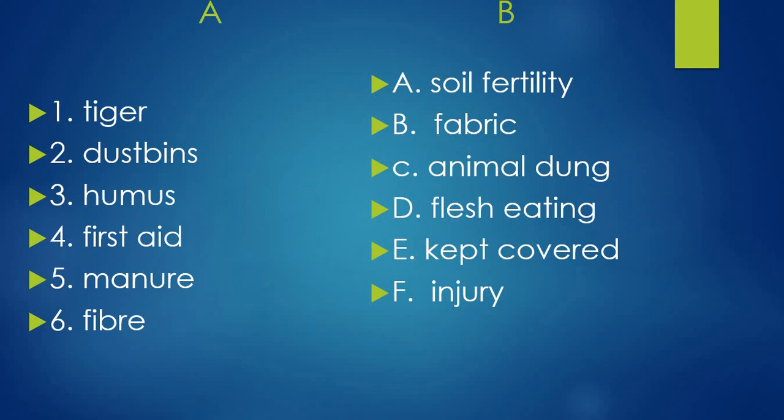I hope that you are writing your answers, students, and then later when I display this answer, you have to just put tick or cross. No cheating with yourself. You can cheat us, but you cannot cheat yourself. So be honest, please. Tiger, dustbin, humus, first aid, manure, fiber. Here the options are soil fertility, fabric, animal dung, flesh eating, kept covered and injury. Yes, you have the time limit. Please write whatever answers you know first.